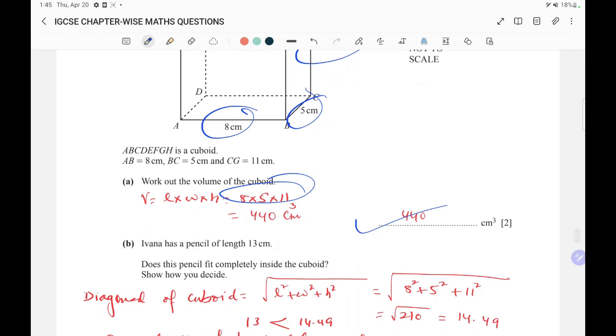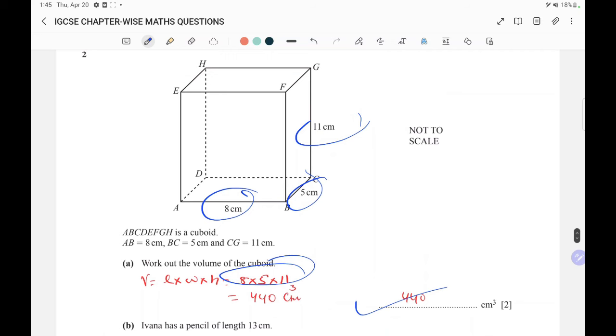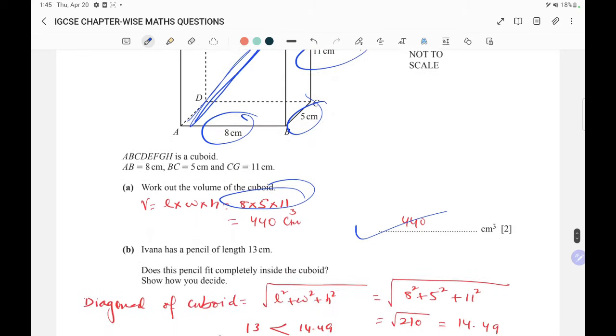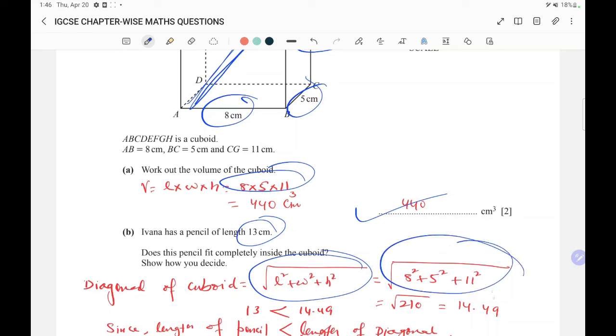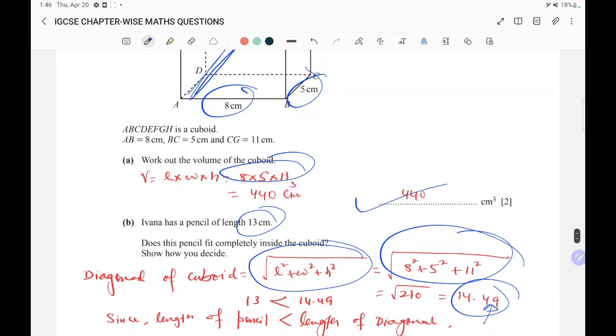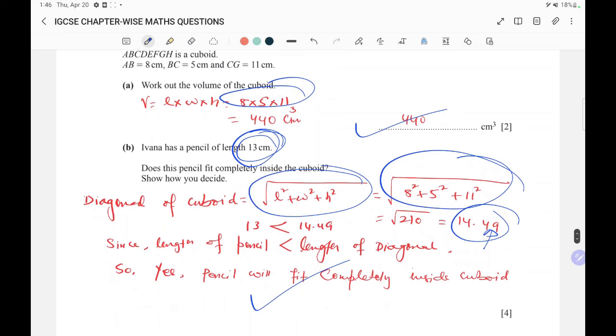Ivana has a pencil of length 13. Now we have to check whether this pencil will fit in this cuboid or not. So we need to find the diagonal of this, right? If the diagonal is bigger than this length, it means the pencil will fit. If the diagonal is shorter than this length, it means it will not fit. So the diagonal of the cuboid is root of L squared plus W squared plus H squared. This information is given to us. Just calculate precisely. You will get 14.49. But our diagonal is bigger than the pencil, or the pencil length is shorter than the diagonal. So of course the pencil can fit easily, right? So that same thing I have explained here.